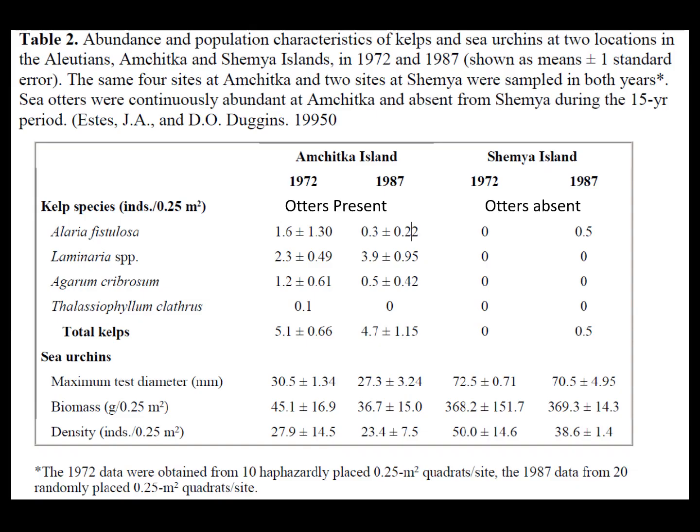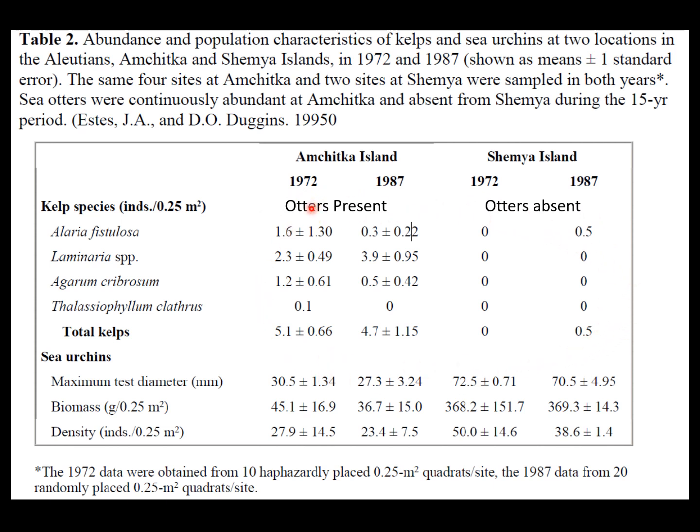Now this is another table from the handout that I gave you, and in fact these are direct research data, published data from Jim Estes' USGS research group. So over here you are looking at the habitat area of the Aleutian Islands with otters present. Here you are looking at another habitat within the Aleutian Islands where otters were absent.